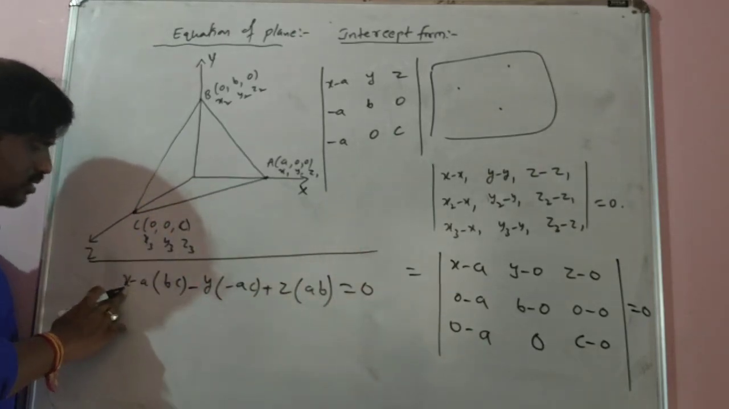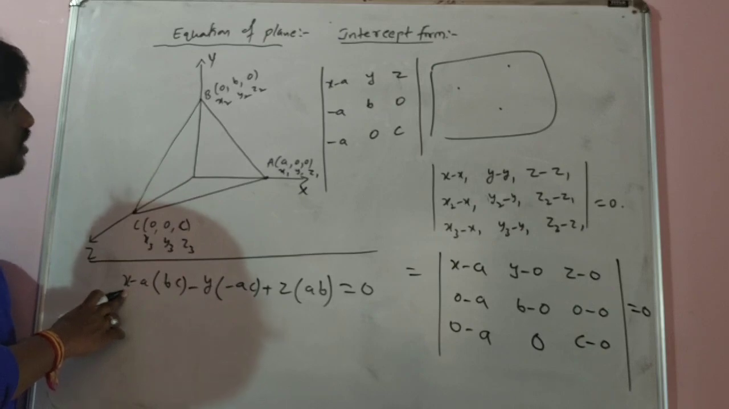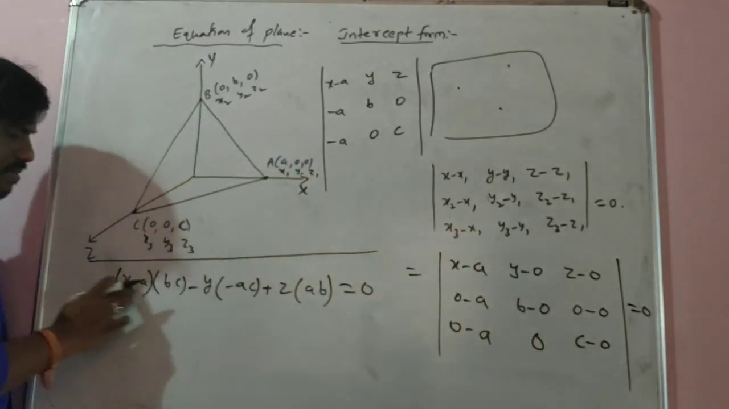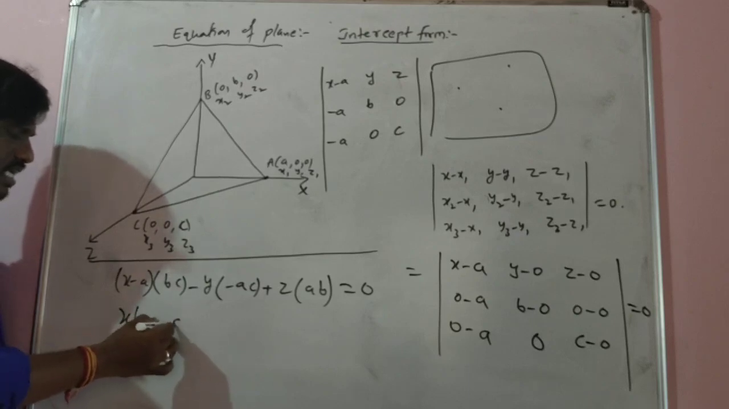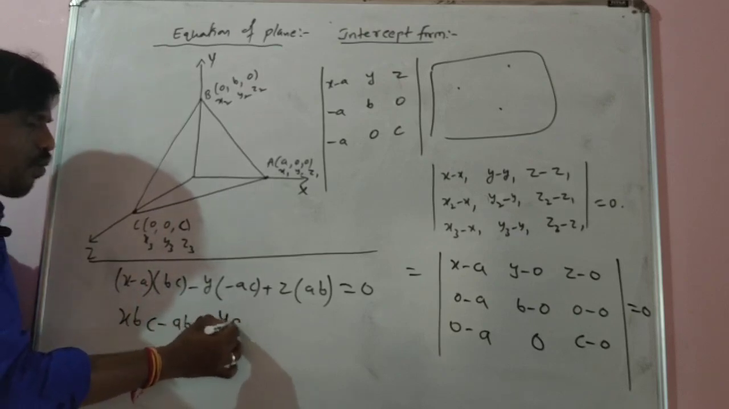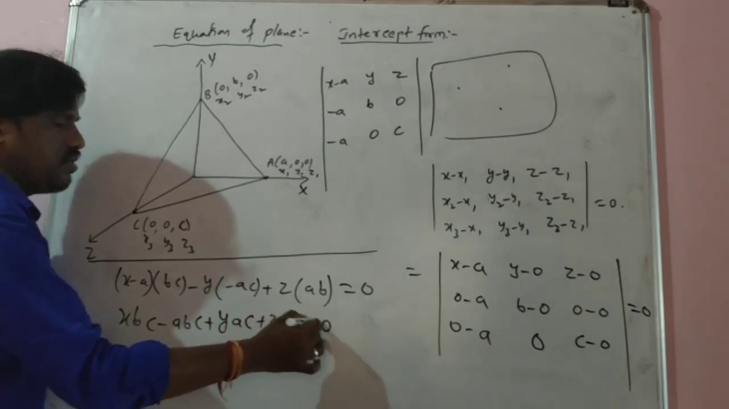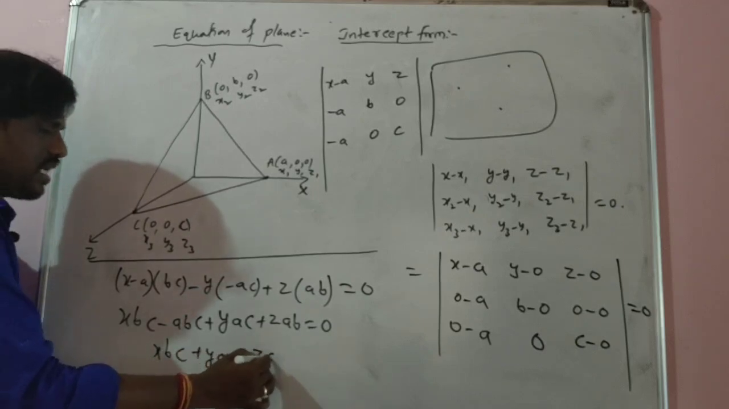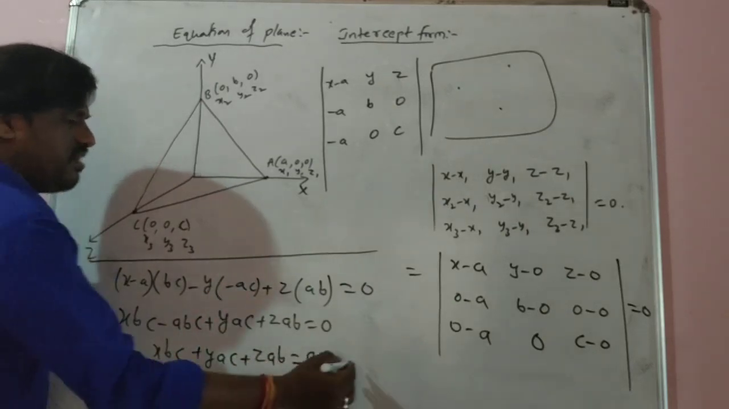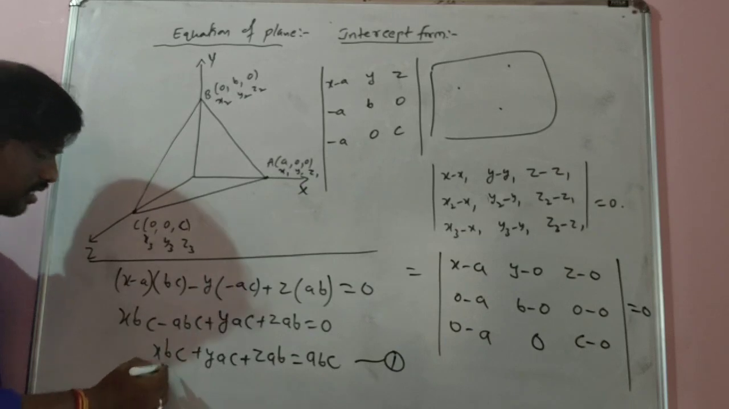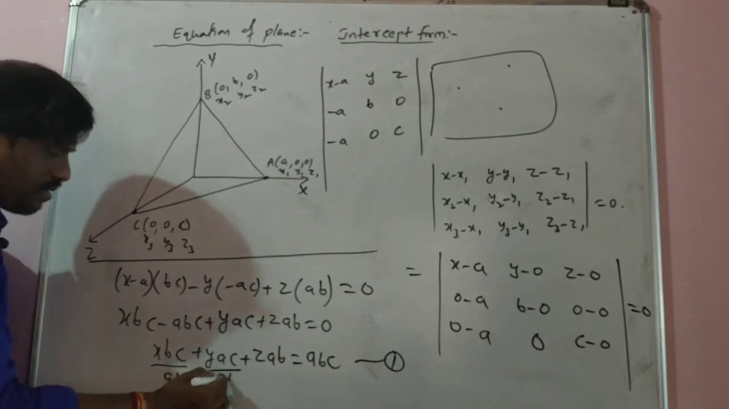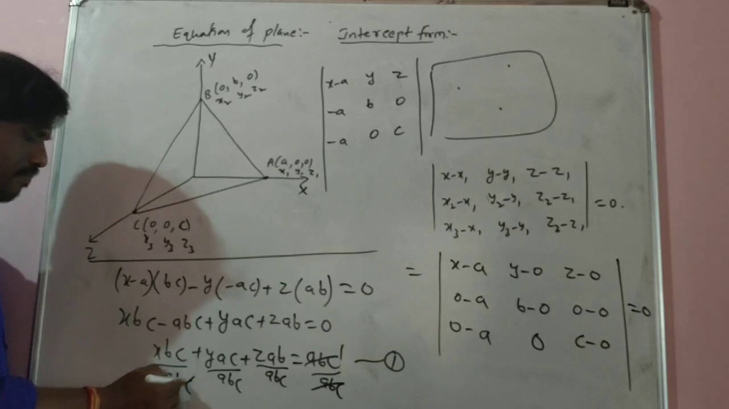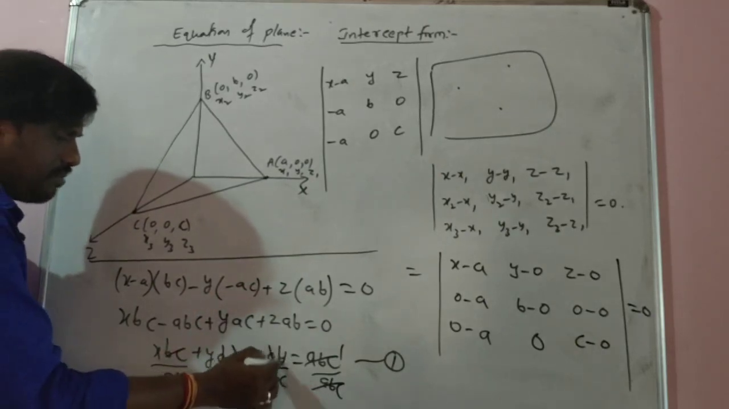If you multiply this, the first thing is x minus a into bc. So multiplying, xbc minus abc, minus into minus plus yac plus zab is equal to 0. It means I am getting xbc plus yac plus zab equal to abc. Divide this equation by abc on both sides. If I divide by abc, then bc gets cancelled, ac cancels, ab cancels.